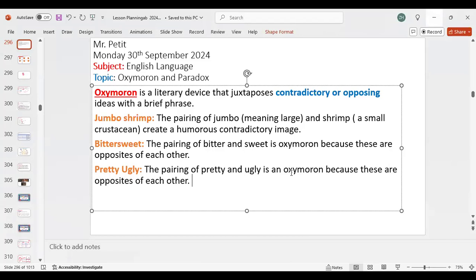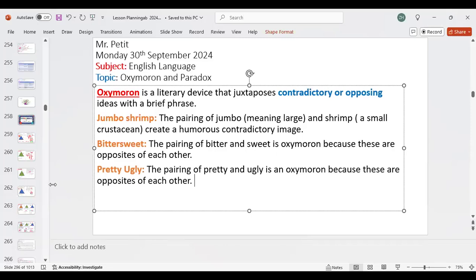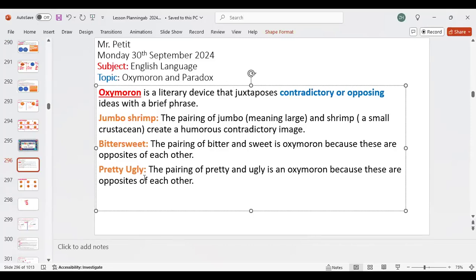Okay, so we understand what an oxymoron is. An oxymoron is when you combine two things that are pretty much opposites of each other in the real world, but you pair them together in a way that makes sense, or in some way that has some sort of humor to it, right? Pretty ugly, bittersweet, seriously funny. All those are good examples of oxymorons. Now let's go to paradox.